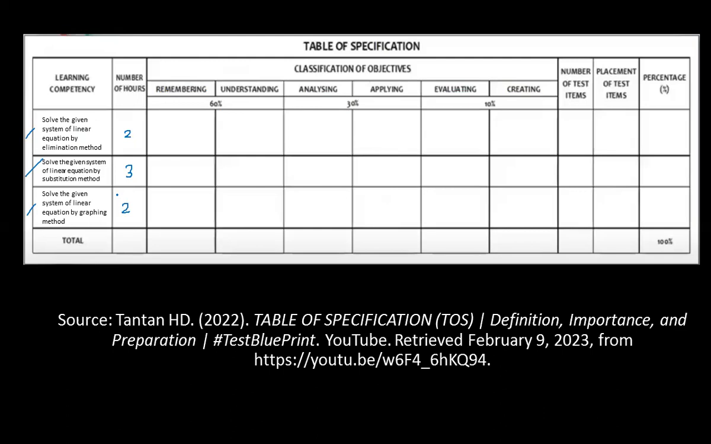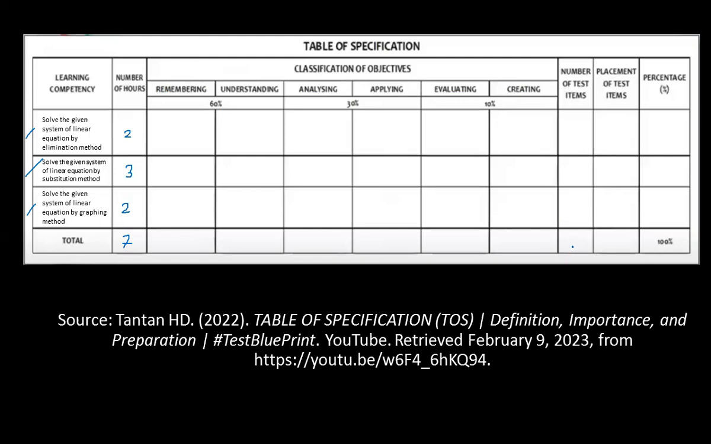Okay. So, after I have filled in the number of hours, basically that's it. Now, what I will do here is add them all to get the total number of hours, since we will use this to fill in the other columns. So 2 plus 3 plus 2 is 7. So you have a total of 7 hours. So that's actually the first step. First step, no, wrong. The first step is you should first identify the learning competency. Number 2 is the number of hours. Okay?